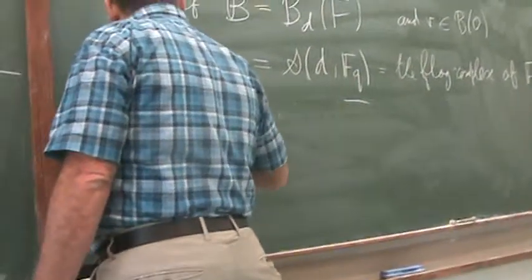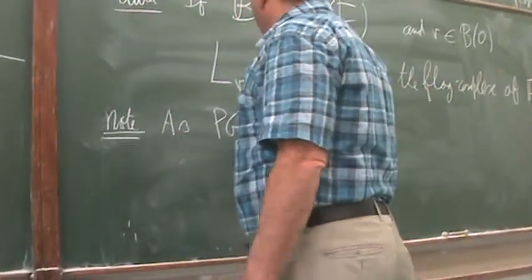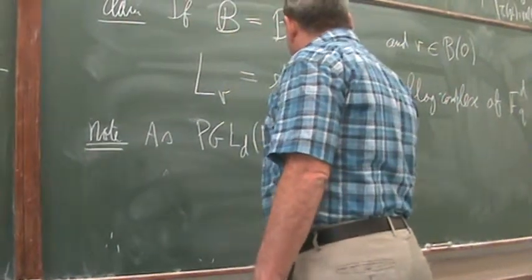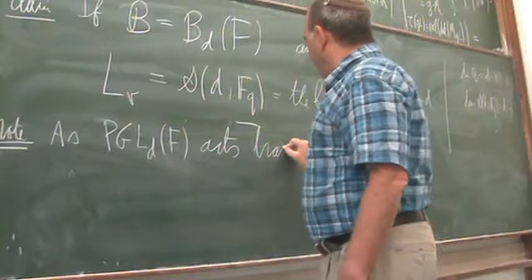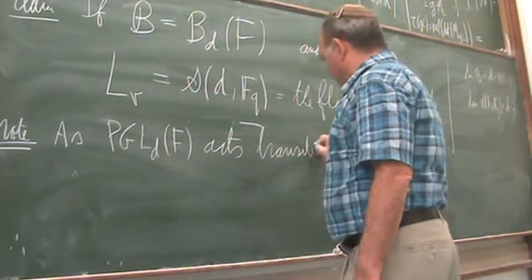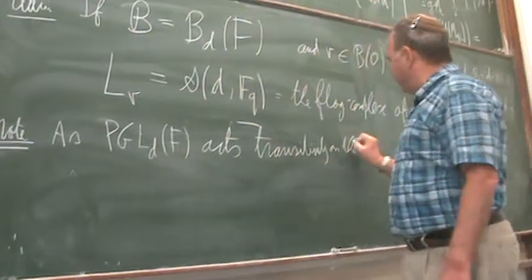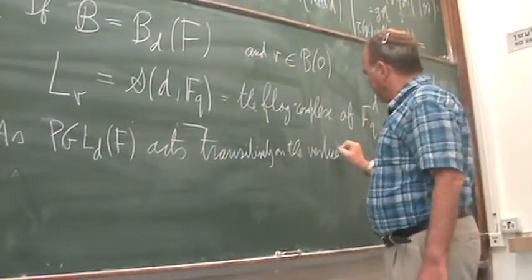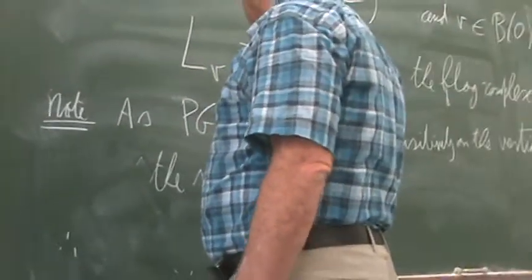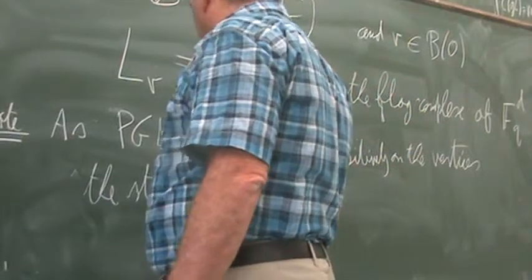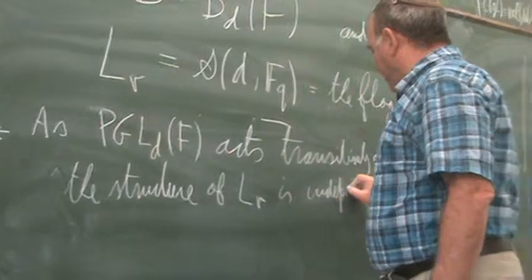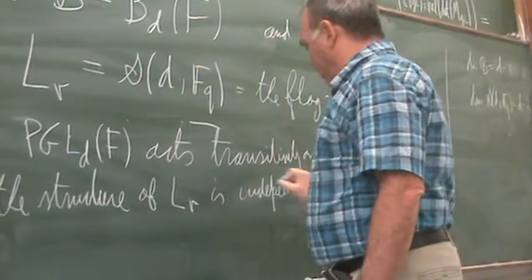I just say now, for the proof, note that as PGL_D(F) acts transitively on the vertices, the structure of L_V is independent of V.